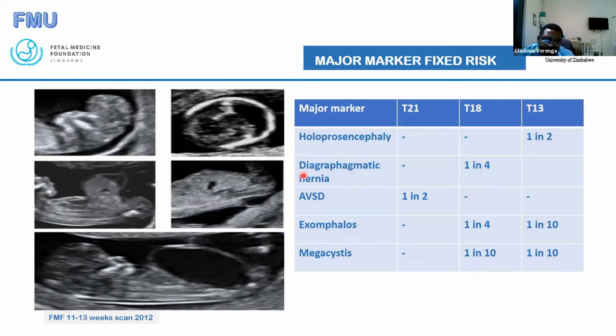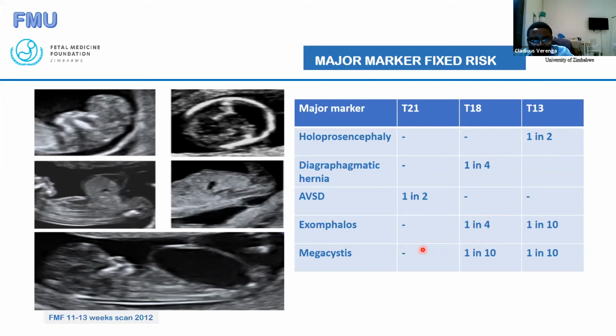Then if there is an atrioventricular septal defect at the level of the heart, the risk becomes 1 in 2. If there's exomphalos, then the risk of trisomy 13 becomes 1 in 4. The risk for trisomy 18, which is Edwards syndrome, becomes 1 in 4. The risk for Patau, which is trisomy 13, becomes 1 in 10. If there's megacystis, that is a big bladder, which we mentioned that we have to look for, the risk becomes 1 in 10.